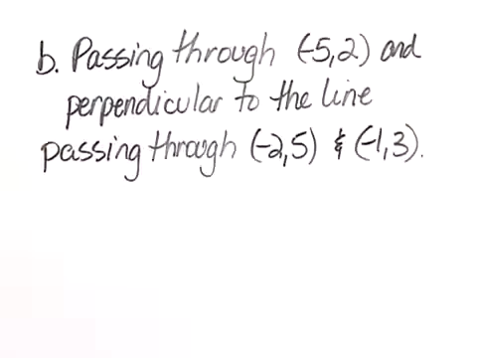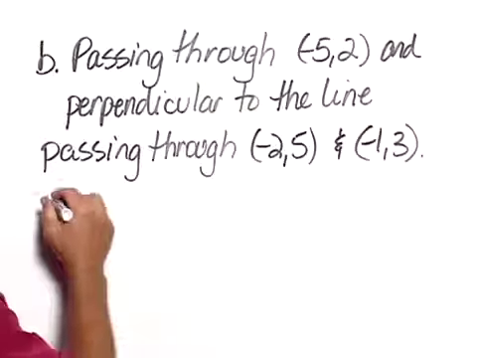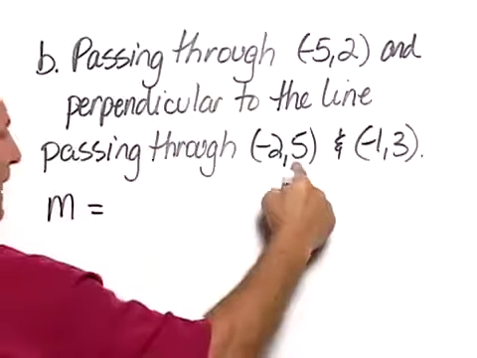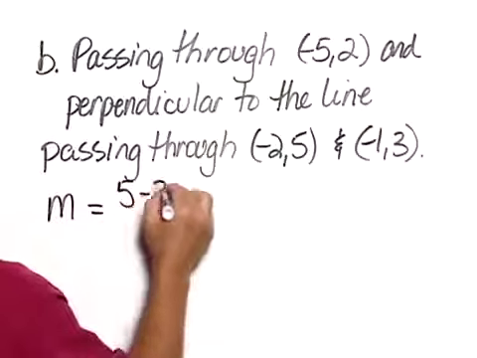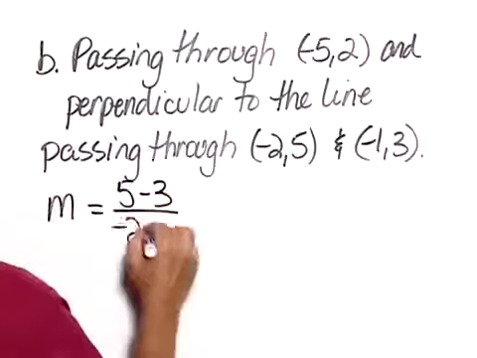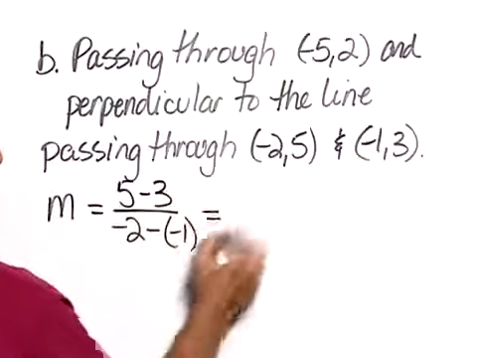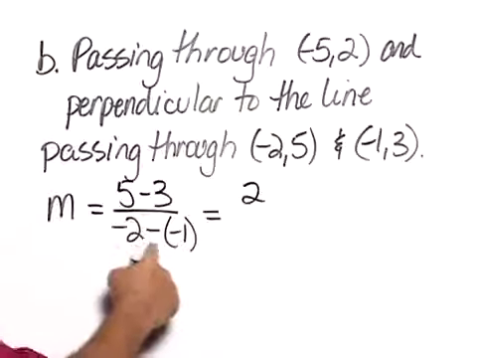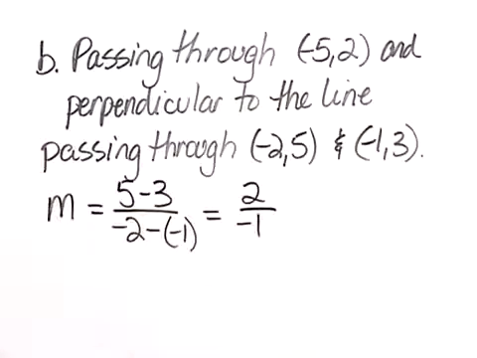For part B, passing through (-5, 2) and perpendicular to the line passing through (-2, 5) and (-1, 3). The first objective then is to find the slope of this line here. So that would be equal to 5 minus 3 divided by -2 minus a -1. So in the numerator we have 2. In the denominator it's -2 plus 1, so that's -1, and that's a slope of -2.